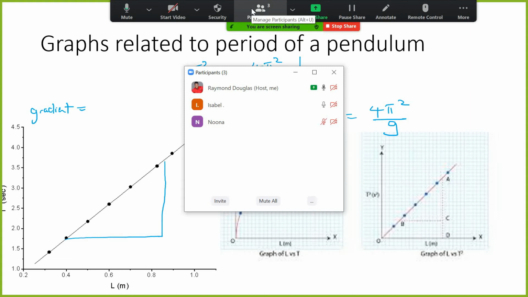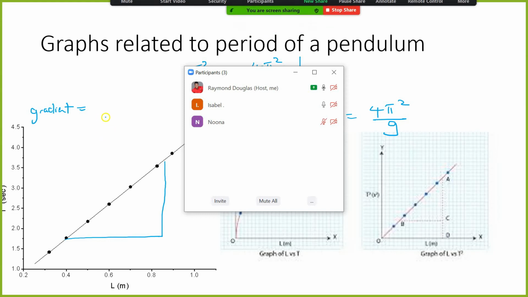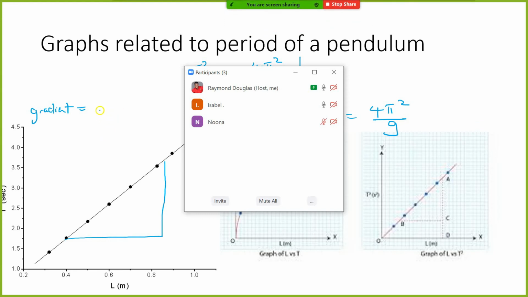Exactly. Campbell, you were saying something a while ago? Can you please repeat that? I was just asking, how do you find the gradient of a straight line? Oh, okay. Did Isabel answer? Yeah, it's the answer, but I wanted y2 minus y1 over x2 minus x1. Yes, sir. So y2 minus y1 divided by x2 minus x1.